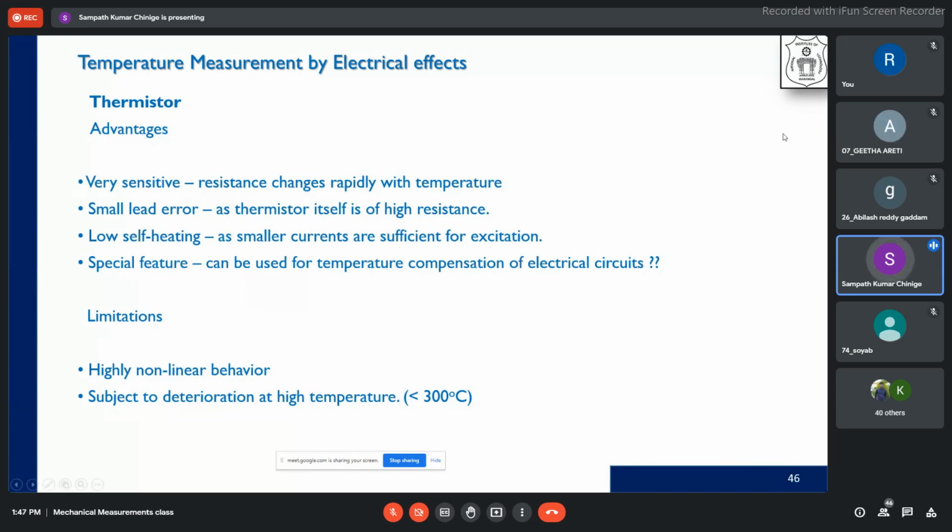Now let us move on to the limitations of thermistors. They show very high non-linear behavior. You can see that the variation with respect to temperature is not linear in nature. It is highly non-linear. It is an exponential decay that occurs. And at very high temperature, they are subject to deterioration. So you cannot go for very high temperature measurements. They are for moderate temperatures only, because the resistance variation is exponentially decaying, and very high temperatures may deteriorate the properties of the material itself.